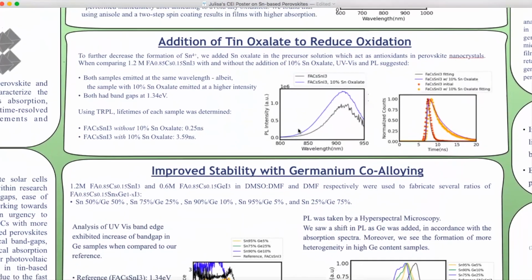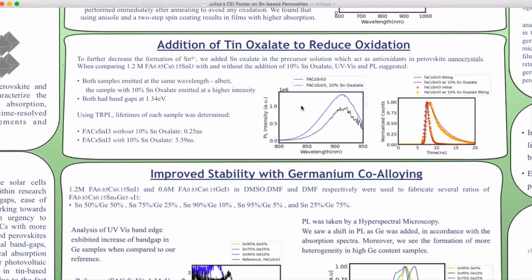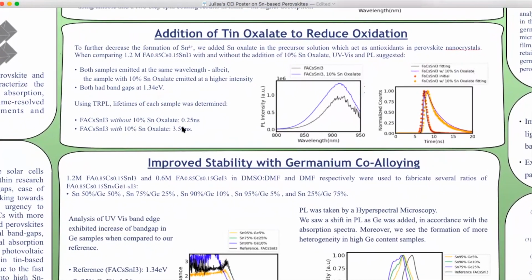When comparing the film with and without the addition of 10% tin oxalate, we found that both samples emitted at the same wavelength and had the same band gap of 1.34 electron volts, meaning that the electronic structure was not altered by the addition of tin oxalate. Samples with tin oxalate also showed higher photoluminescence intensity and higher lifetime, going from 0.25 nanoseconds to a 3.59 nanosecond lifetime.